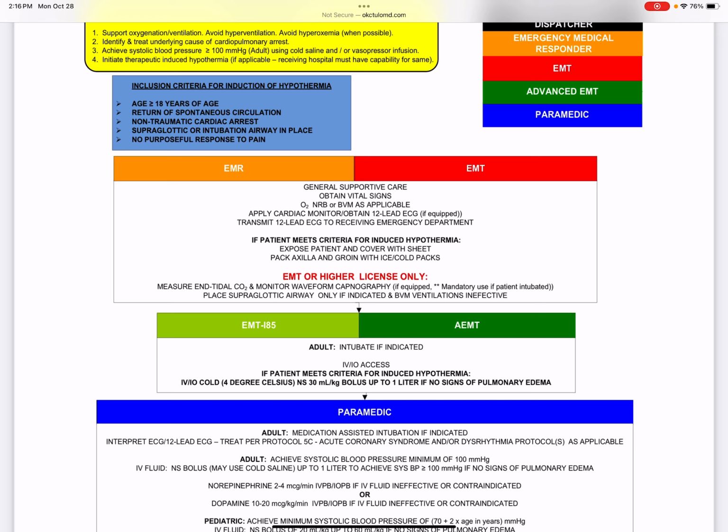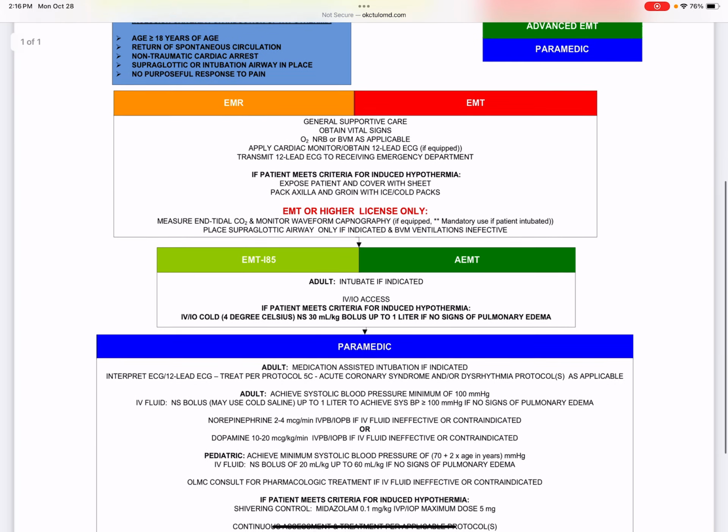This one is the one I feel like sometimes people trip up on. It's non-traumatic cardiac arrest. So if it is a cardiac arrest caused by trauma, this is not included in the criteria for the induction of hypothermia. You have to have an airway in place, whether that be a supraglottic airway or intubation. So for our sake, it's going to be iGel or intubation. You have to have one of those two in place to start your hypothermia protocol. And then the last thing, again, no purposeful response to pain.